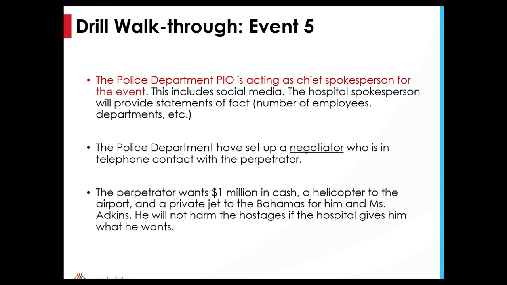So now the police also want to set up a negotiator who is in telephone contact with the perpetrator, and the perpetrator wants $1 million in cash, a helicopter to the airport, a jet to the Bahamas, and for him and Mrs. Adkins. He says he will not harm the hostages if the hospital gives him what he wants.